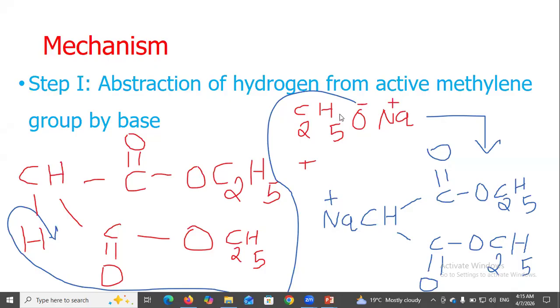Sodium ethoxide: sodium is an active metal, so it is positive, and oxygen is highly electronegative, so it is negative. In the case of malonic ester, this carbon is adjacent to two carbonyl groups with highly electronegative oxygens. So there is electron deficiency at this carbon and its hydrogen, and the hydrogen is abstracted by sodium ethoxide.